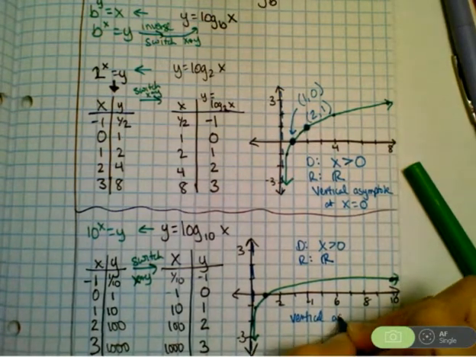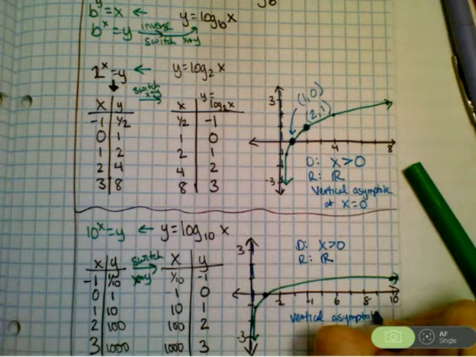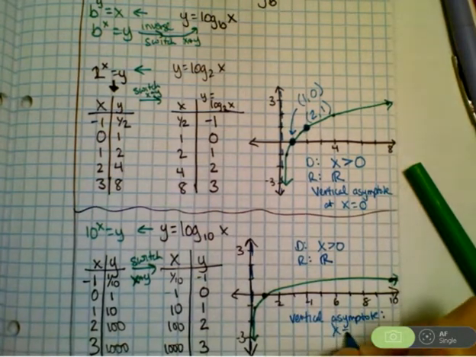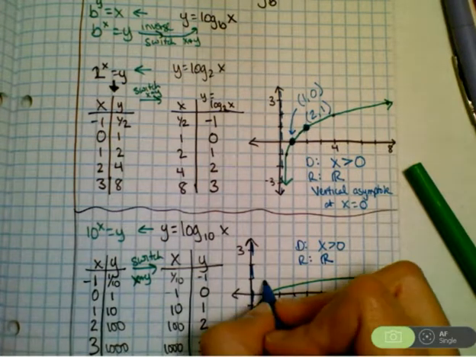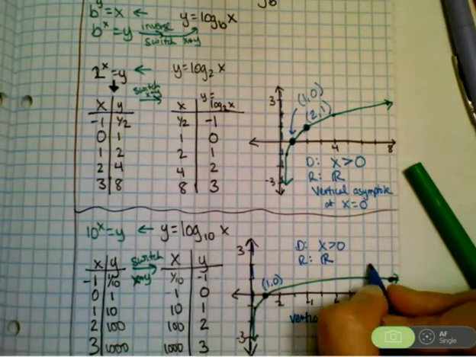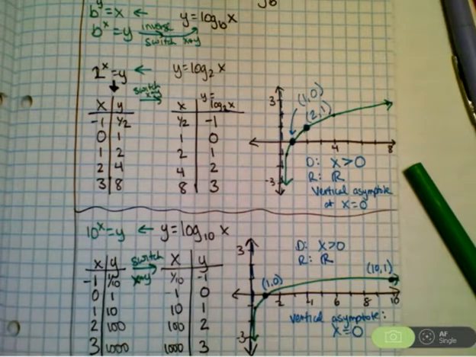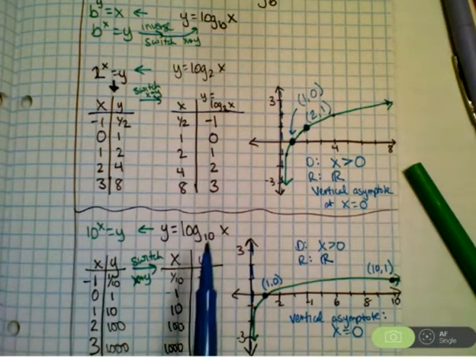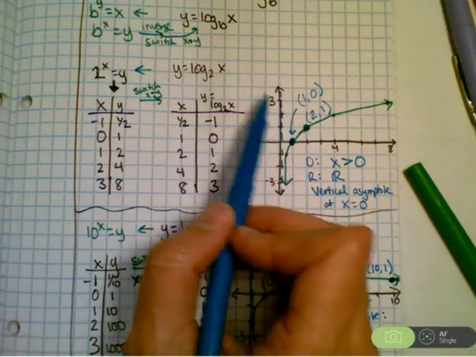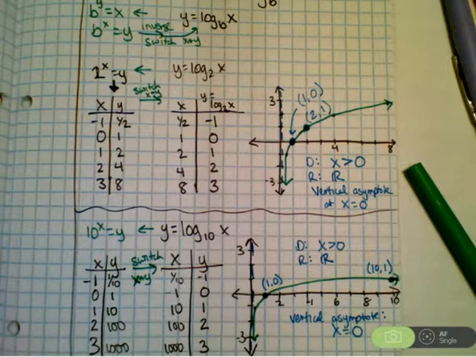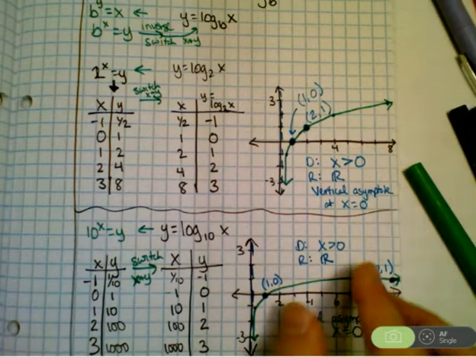Vertical asymptote is at x equals 0. And our reference points this time are at 1, 0 and 10, 1. Okay, so that 10 is from the base being here, and just like up here, our second reference point was at 2, 1. So that's the basic shapes. What we're going to do now is a little transforming of those. So on to the next page, or perhaps the same page if you still have room on your paper.